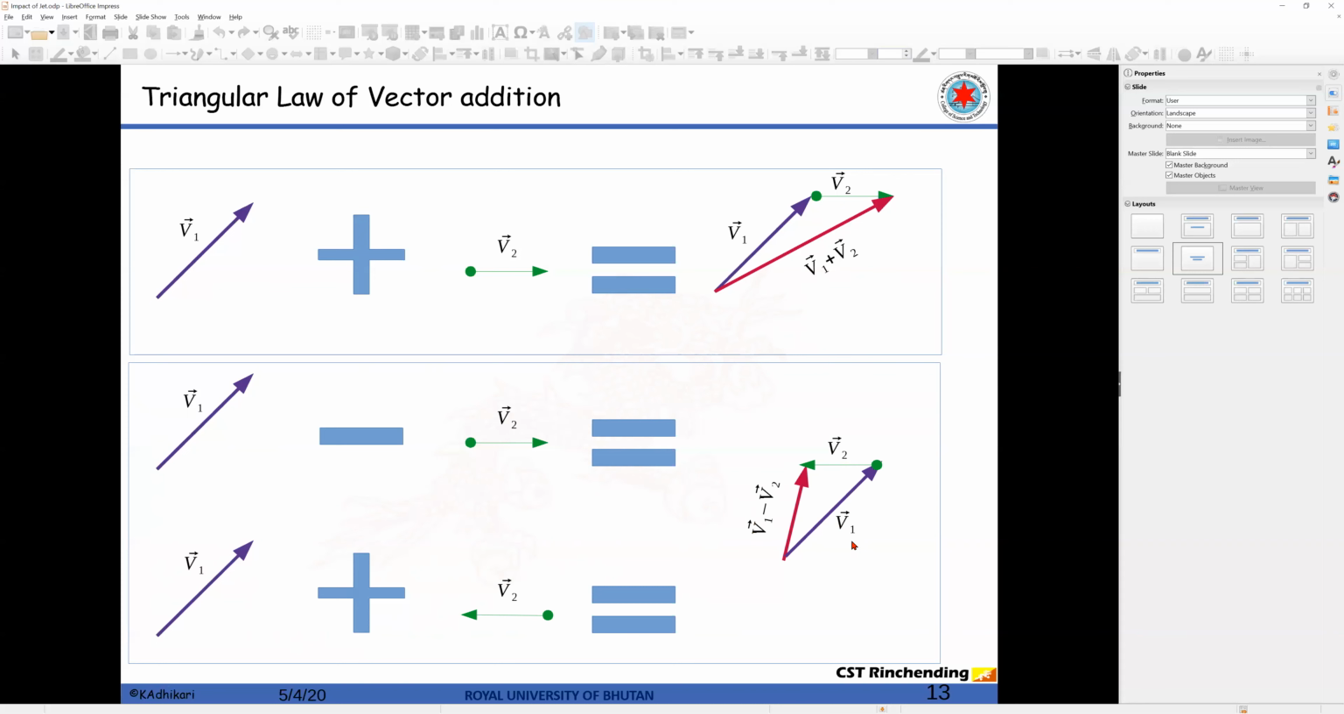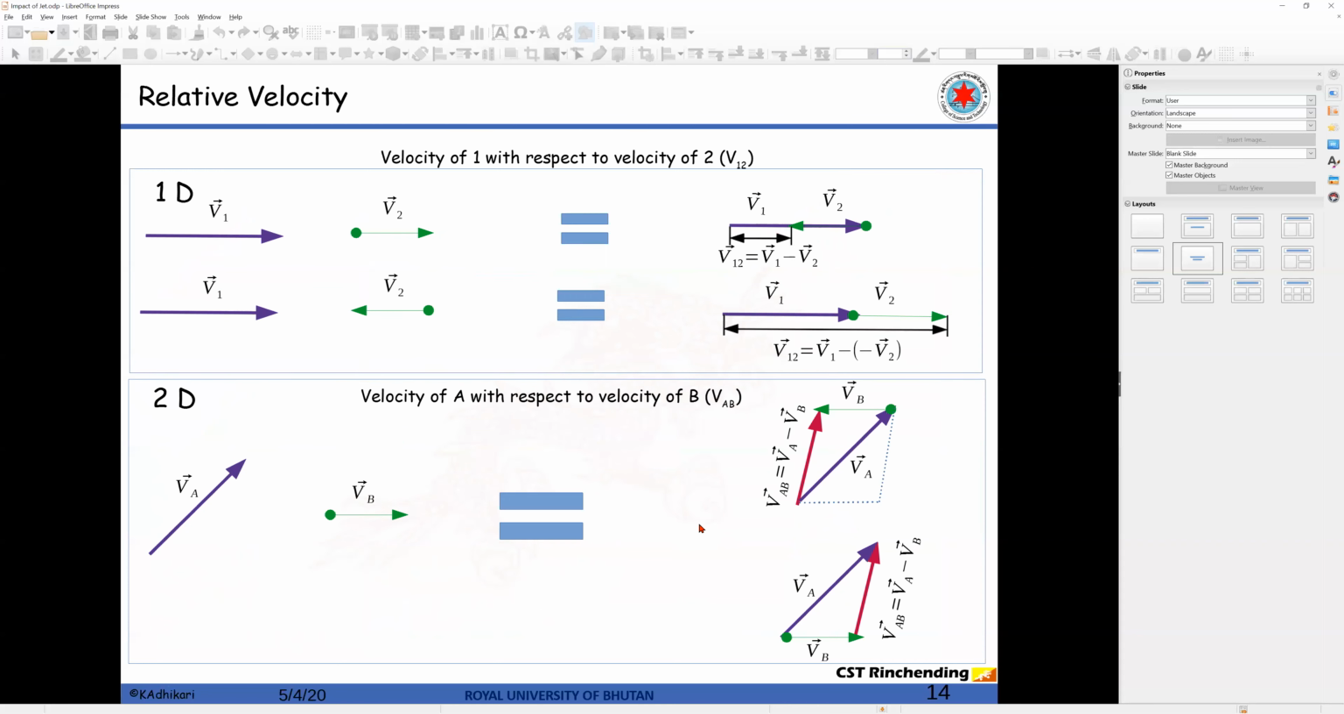This concept is very important in the upcoming session. Next, let's understand in detail how to calculate the relative velocity in one dimension and in two dimensions. Let's take an example of one dimension. Why I'm saying one dimension is that vector 1 and vector 2 are not inclined with each other. There is no angle between vector 1 and vector 2, but there is some direction.